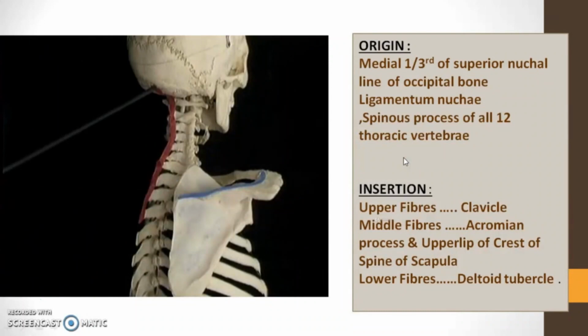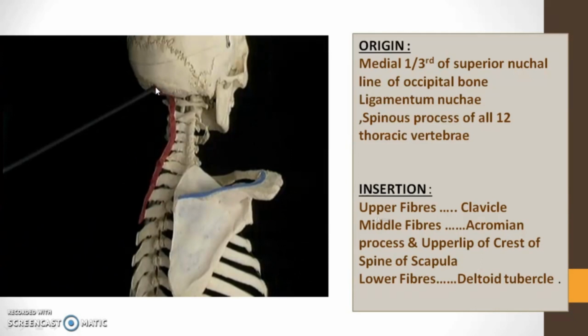Now about the origin of trapezius. The red colored demarcated area indicates the origin. You have to trace it as I am telling. First, it takes origin from the medial 1/3 of the superior nuchal line of the occipital bone. This whole thing is the occipital bone. In this you have the superior nuchal line, and that nuchal line's medial 1/3 gives attachment first.